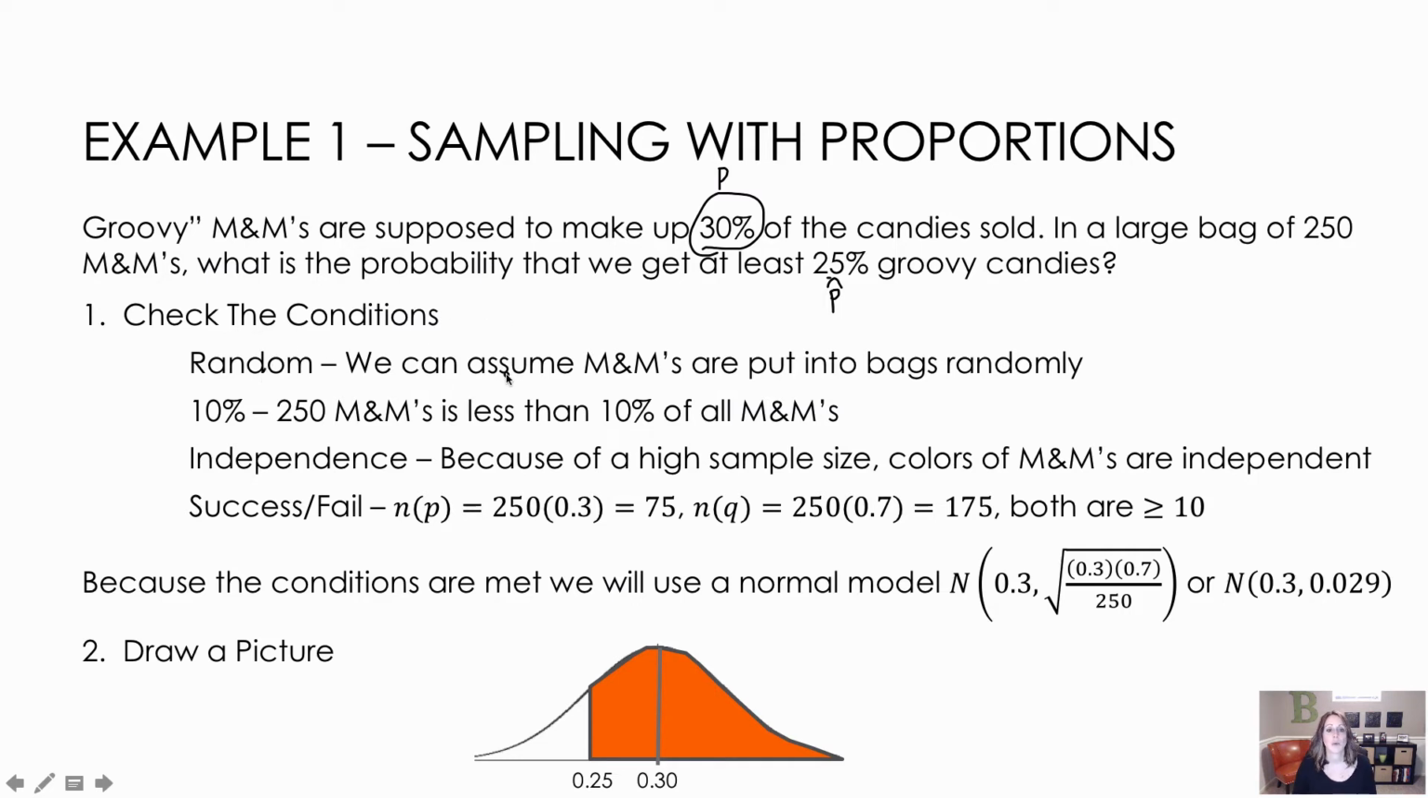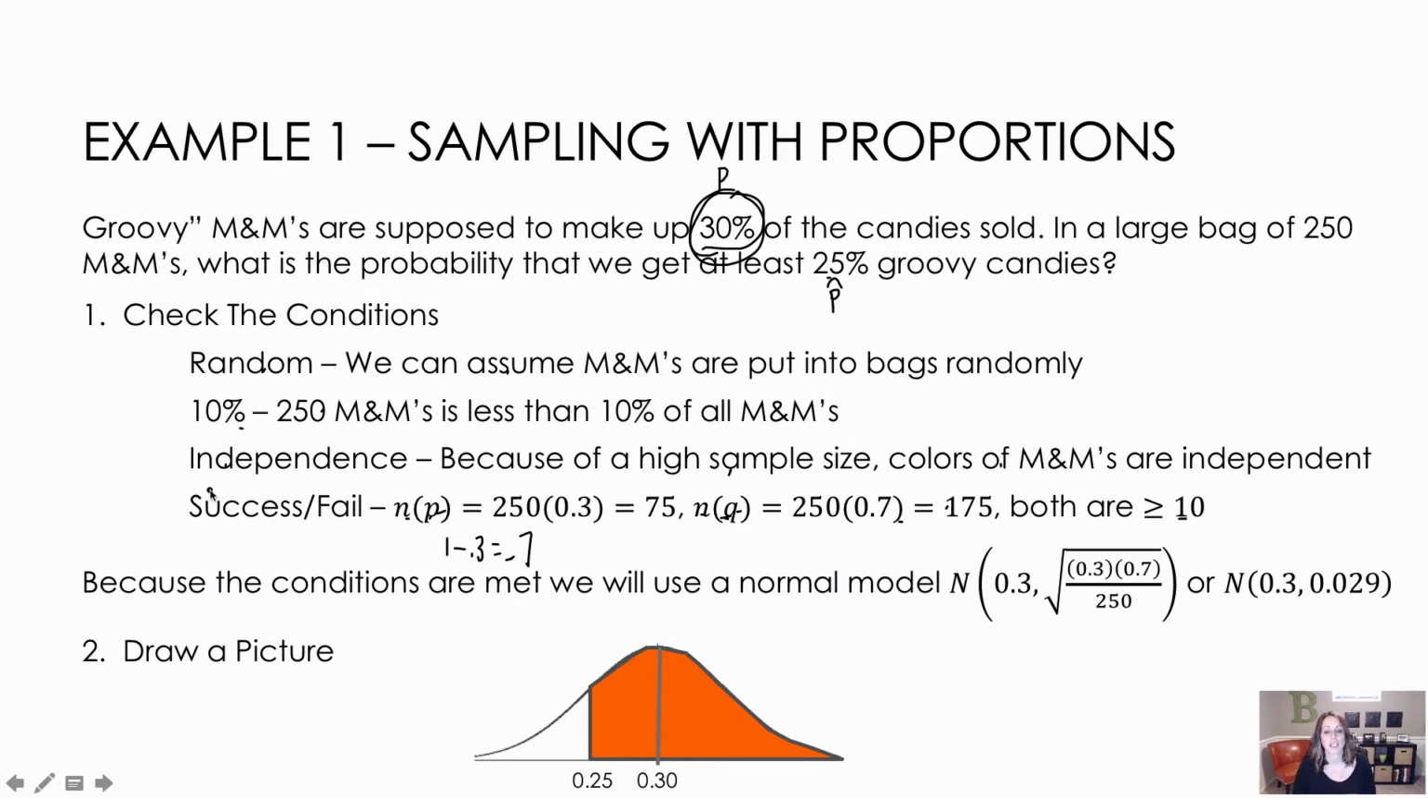So random, we can assume M&Ms are put into bags randomly. 10%, obviously 250 is less than 10% of all M&Ms. Independence, because of the high sample size, colors of M&Ms are independent. And then success/failure, n times p, we would multiply those to get 75. And again, p was 0.3, 30%. And notice here, n times q, if p was 0.3, then 1 minus 0.3 was 0.7, and that's where I got q. And both of those are greater than 10.